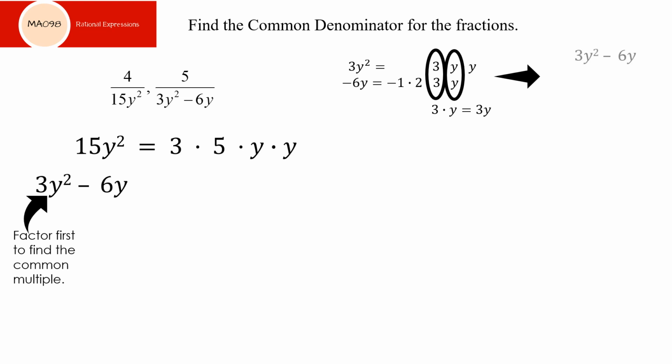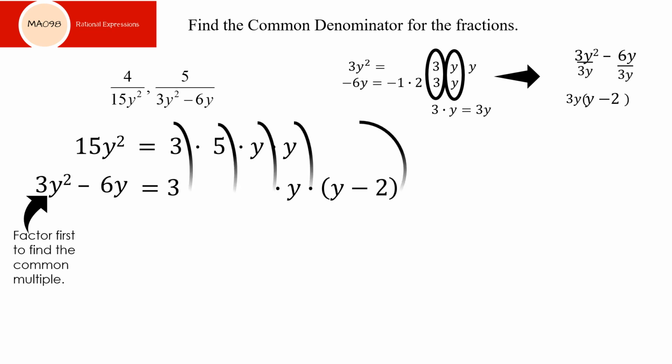What do we do next? Well, we're going to write our greatest common factor and a parentheses. Then we're going to divide everything by the common factor, which is 3y. And we end up with 3y times y minus 2. Hopefully you notice that I'm lining like terms on top of each other. It's really important. And now we're going to find the common denominator.